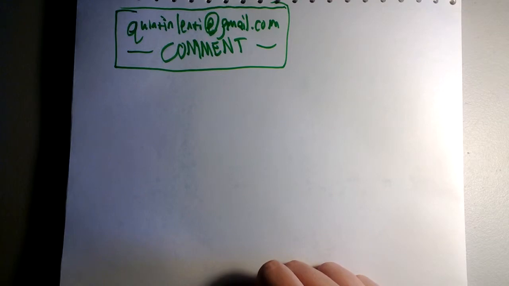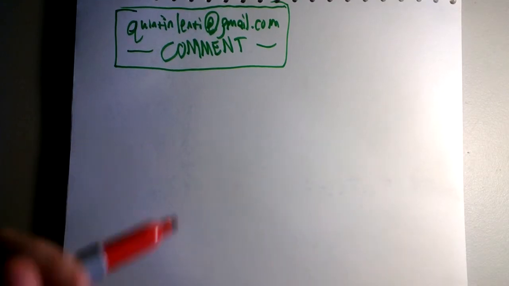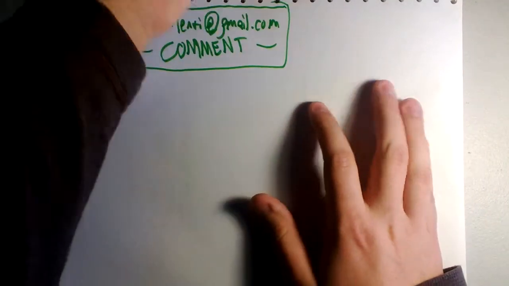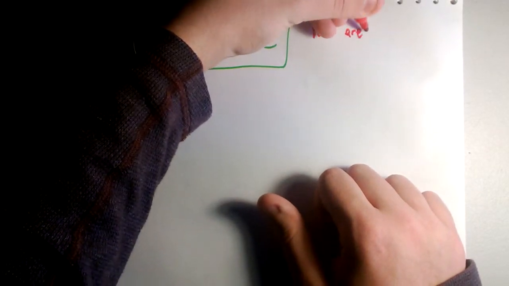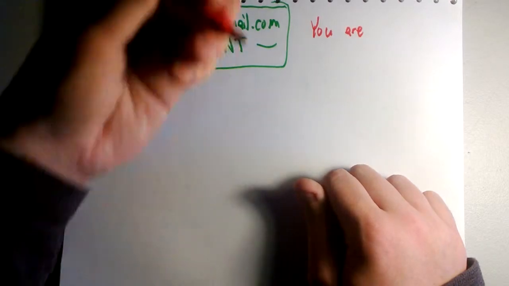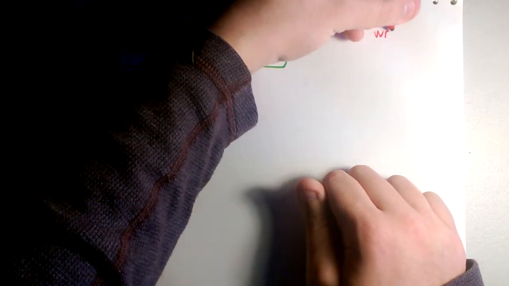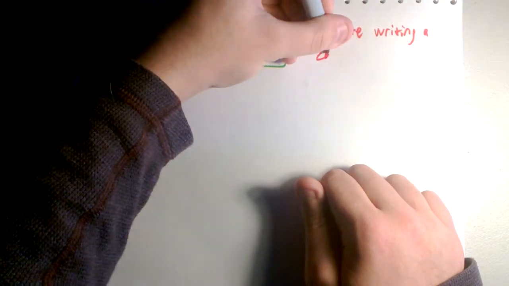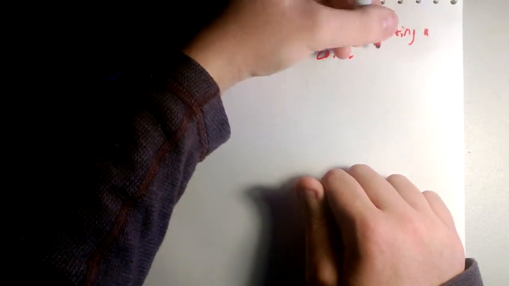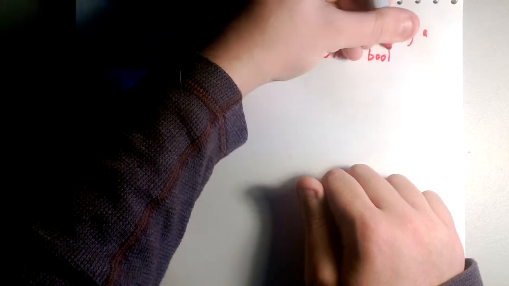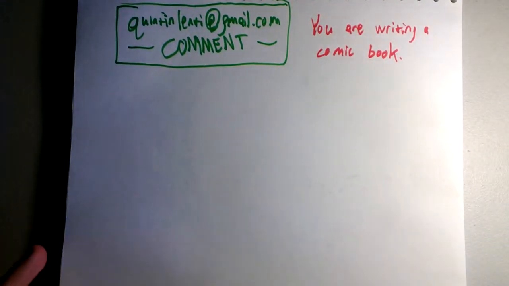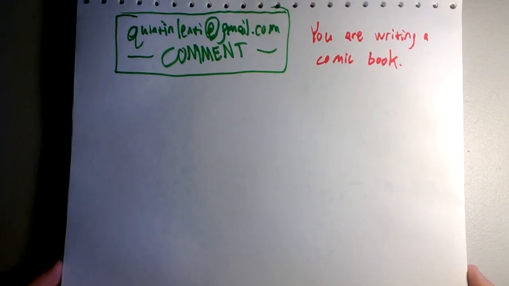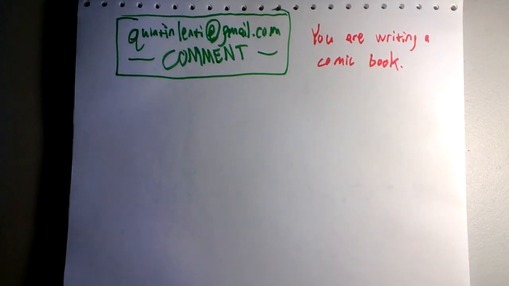So here's the problem to solve. First, here's the situation: you are writing a comic book. I imagine most people watching these are not comic book writers, but assume you are when you're solving this. Alright? You care about how much ink it takes to produce each book. You care about how long it would take you to write up each one by hand. You'd care about all these variables.